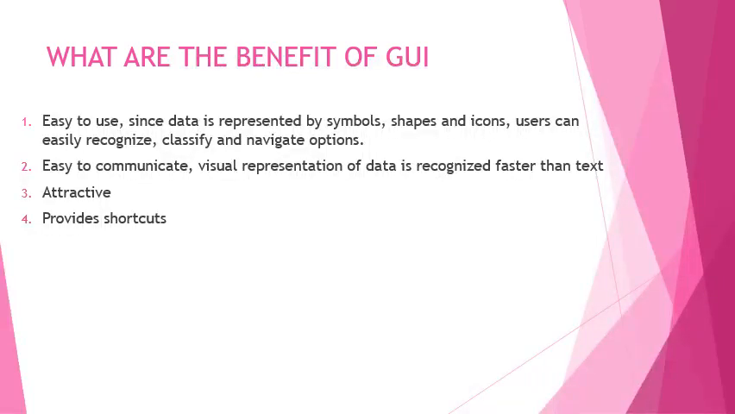So ease to communicate. Visual representation of data is recognized faster than text. While visual, which is the viewing representation of information, can be more easily recognized than text, which is typing. So attractive and provide shortcuts.